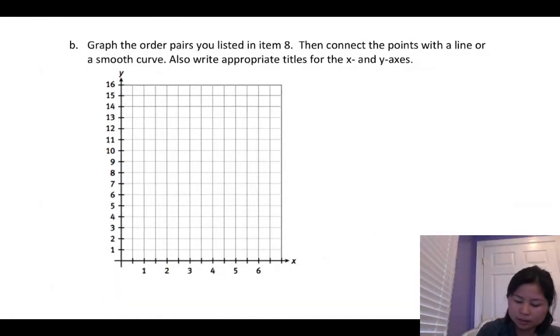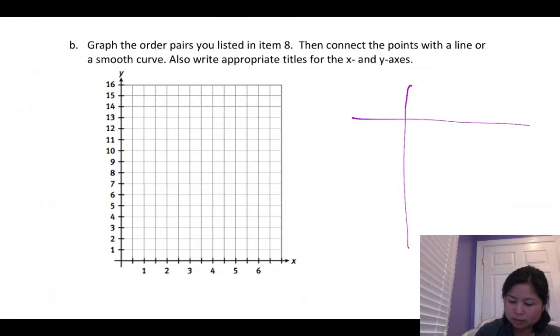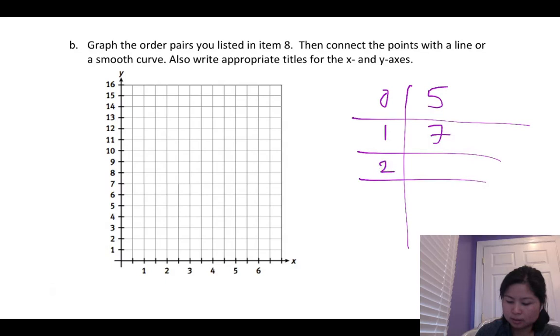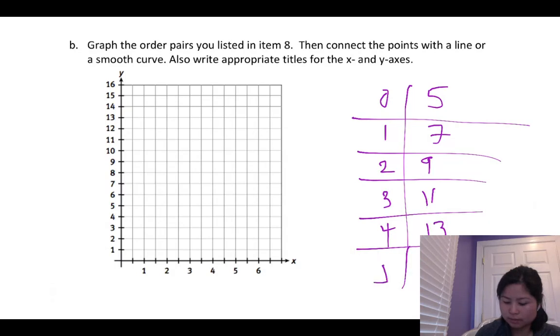So I'm going to remind you of my table. 0 is 5, 1 is 7, 2 is 9, 3 is 11, 4 is 13, 5 is 15. Okay, so that's the table. I just copy it over. Now for this one, it's a graph. This one is really simple. The way that I'm going to show you to graph this one is that we're not going to use the equation yet. We're going to use the table to graph this to make it easy.